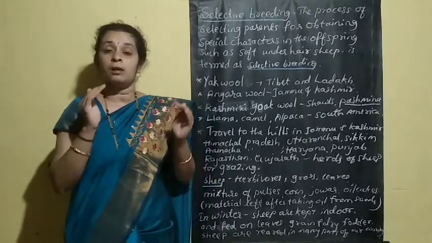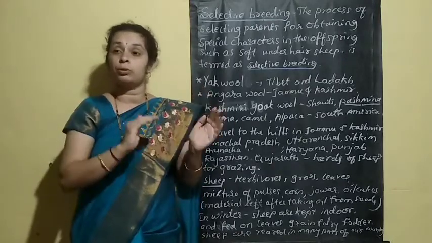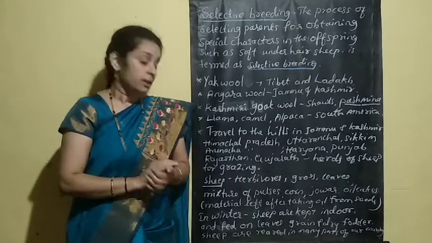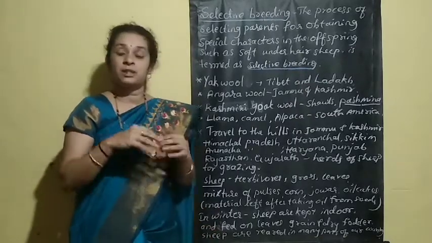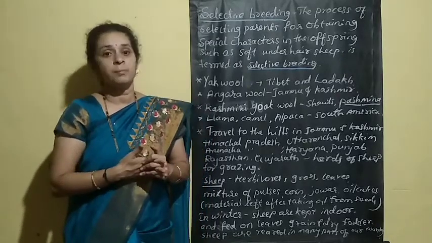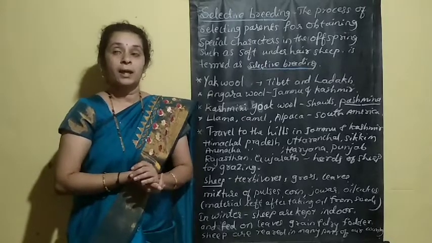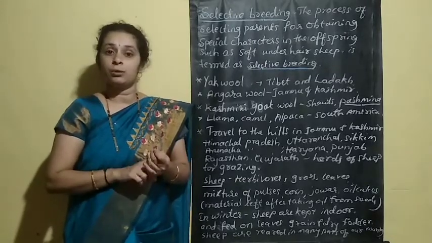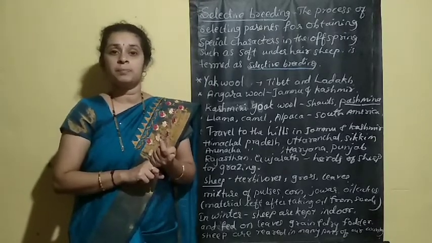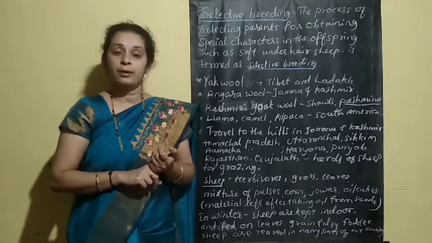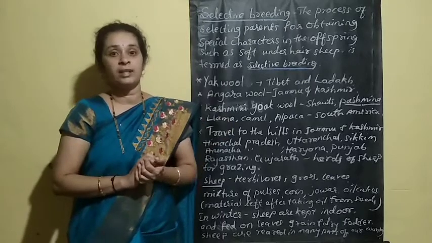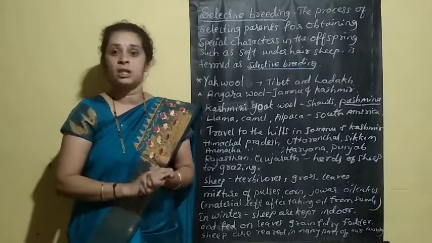How will we obtain wool? From wool to fiber, there are different processes that we will discuss in the next class. Sheep are reared for different purposes. They are selectively bred for different purposes to obtain wool. There are two activities. One I told: you have to draw or collect the pictures of wool yielding animals, paste them on an A4 size sheet, and write an explanation regarding those animals.